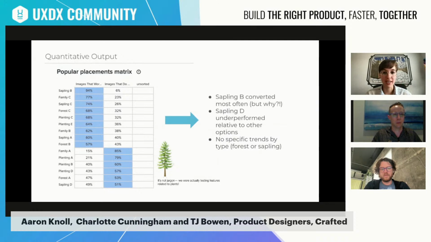So this is just one example of quantitative output. You can get very in the weeds with all of these numbers, but it's a lot easier to measure and point to a winner and bring to your stakeholders saying, here's what we learned, here are the numbers. So this is what a quantitative output looks like.